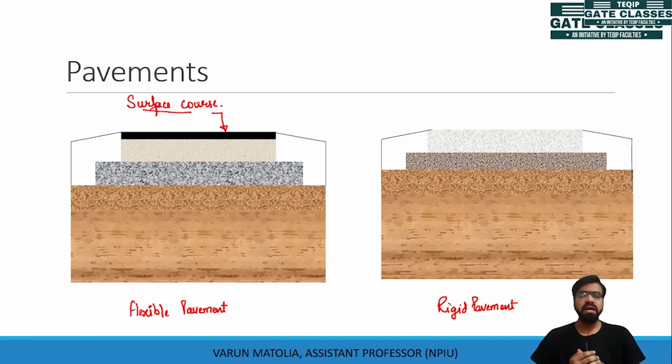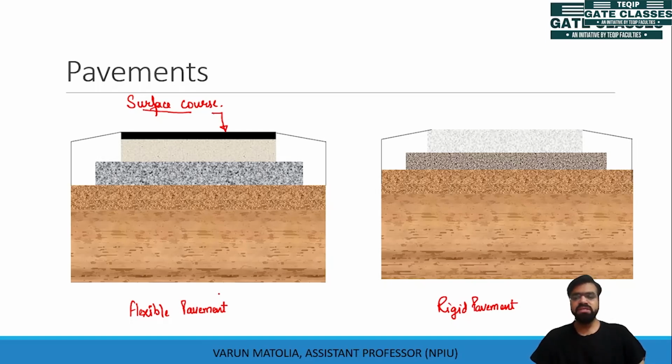Bitumen is a kind of viscous material which comes from petroleum crude. We will study about bitumen and how it is extracted, but you should understand it is a viscous material, and it is mixed with aggregate in order to get a compactable mix which is laid over the surface, rolled with rollers, and made smooth in order to have a better riding quality.